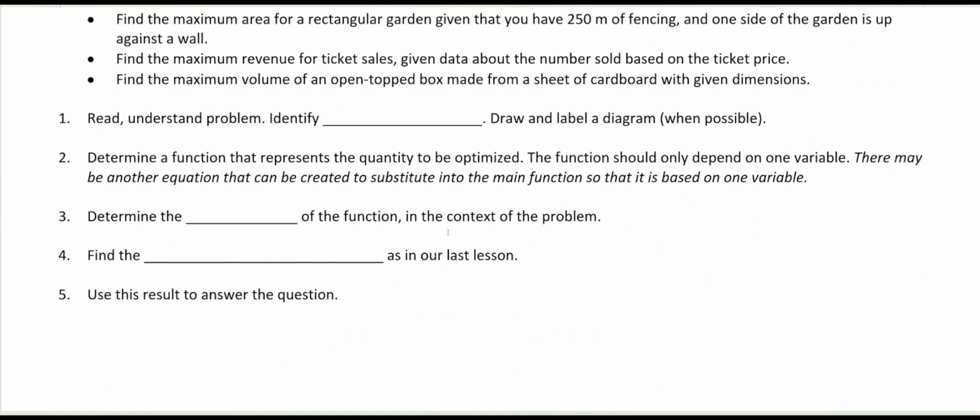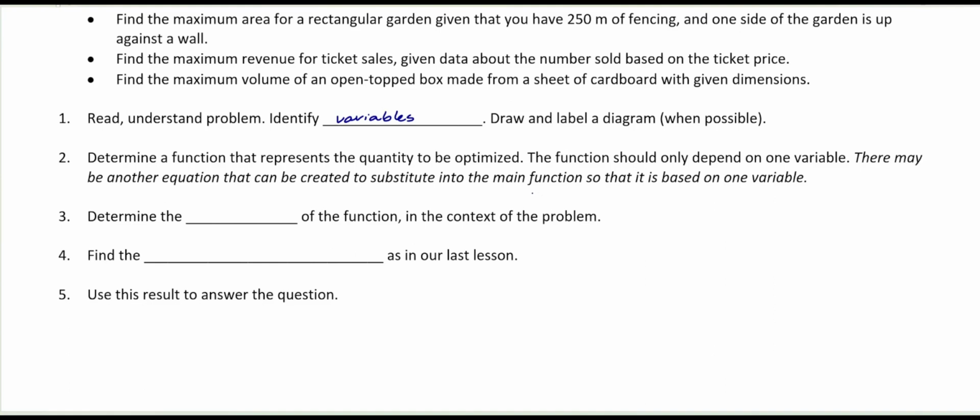So the first thing that you have to do is read and try to understand the problem. Then once you've done reading the problem, identify the variables involved. Draw and label a diagram when possible. Determine a function that represents the quantity to be optimized. The function should only depend on one variable. So we're going to have something that is dependent on something else. You have a dependent variable and an independent variable. There may be another equation that can be created to substitute into the main function, so that it is based on one variable.